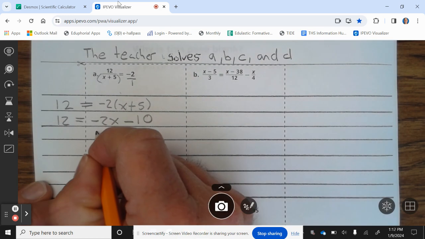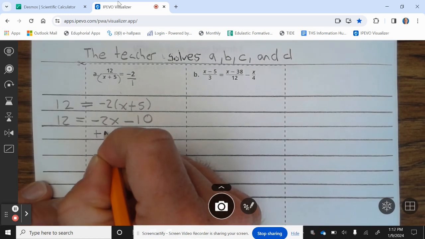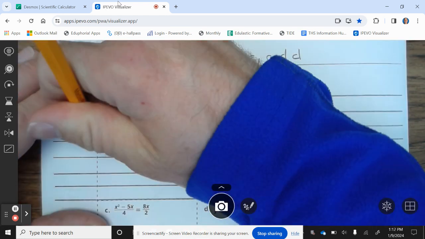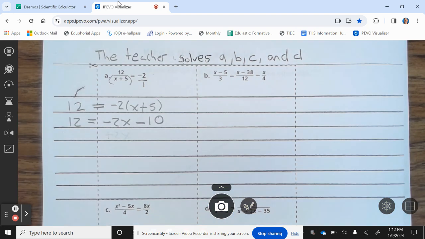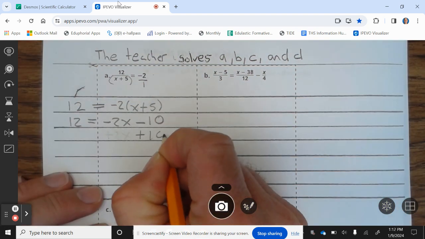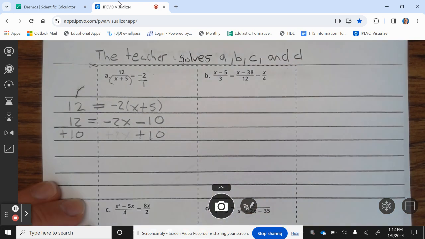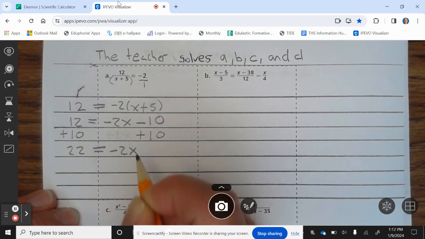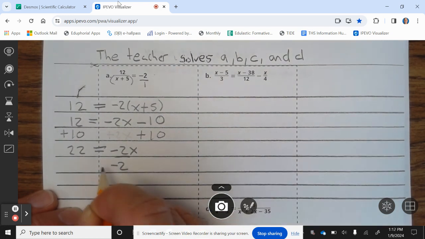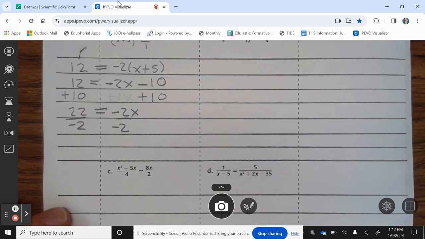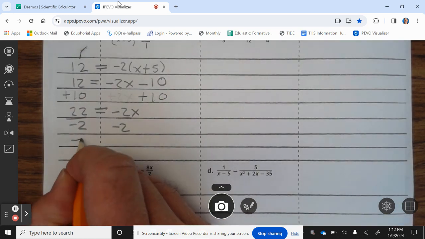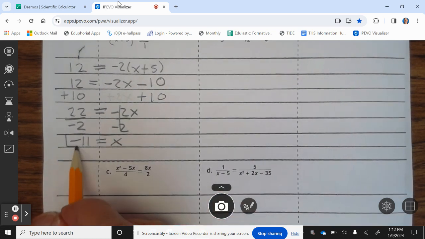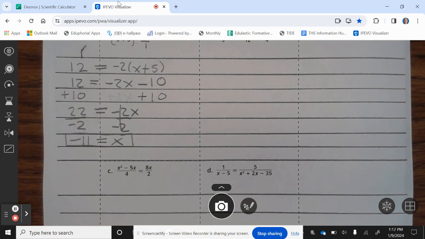So then we're going to add 2x to both sides. Oh, actually, I'm sorry. Almost made a mistake. We're going to add 10 to both sides. 12 and 10 combined to be 22 equals negative 2x. Divide both sides by negative 2. 22 divided by negative 2 is negative 11 equals x. All right, go ahead and finish that up.